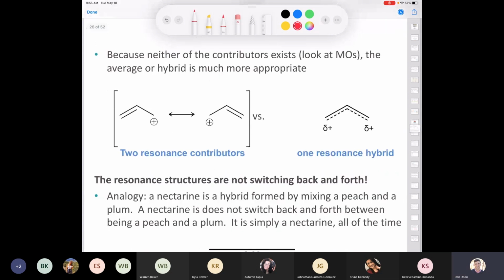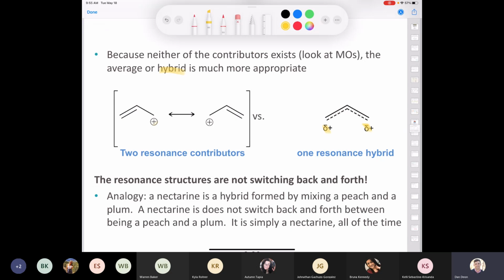Because neither of these resonance contributors actually exists, and for that you'd have to look at the molecular orbitals, we can use what's called a resonance hybrid to describe the allyl carbocation. So instead of having the pi bond shown on one side like it's localized here, and then on the other side as if it was localized there, we can make a broken pi bond like this dashed line. And instead of having a full-on carbocation here and a full-on carbocation there, we just say both ends are partially positive like this.